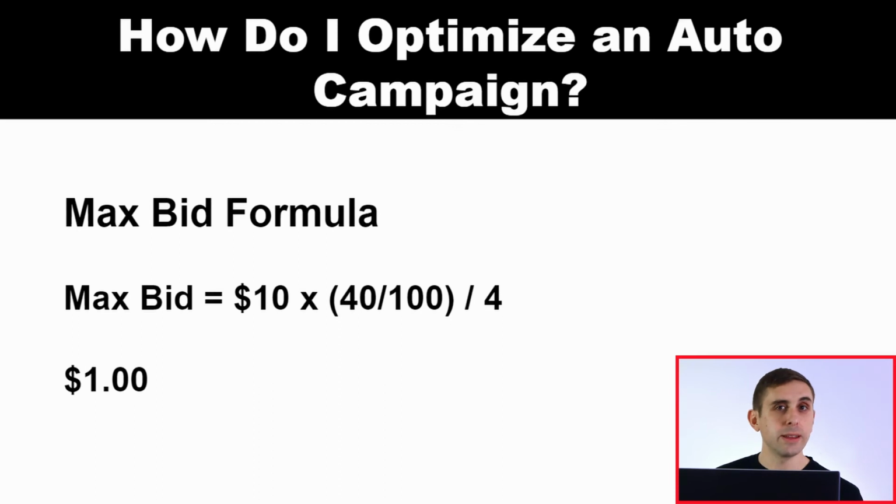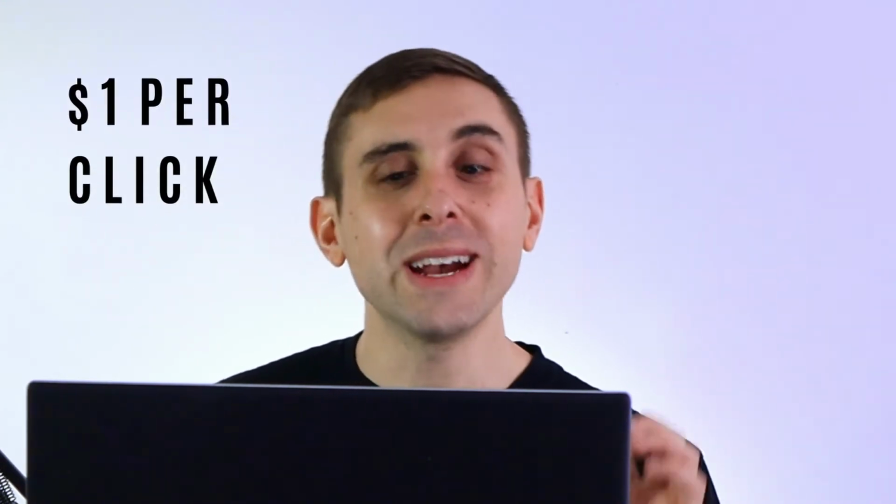So taking this into example, let's take a look at the max bid formula when we really break it down. Let's say we are selling a product that is $10 and our target ACoS is 40. So we're going to put that 40 divided by 100. And let's say we have determined that the keyword has a 4 click to order ratio, which means it takes 4 clicks in order to get a sale. When we do this formula, we find out that our max bid is $1, meaning that we can spend $1 per click in order to get to our 40% target ACoS. So this is why I love the max bid formula.